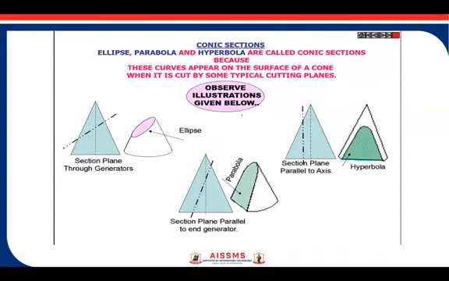As I said, these curves are formed because of the cutting of the cone. So ellipse, parabola and hyperbola are called conic sections because these curves appear on the surface of a cone when it is cut by some typical cutting planes. So before going to see how these curves are formed, the question is how the cone is formed.